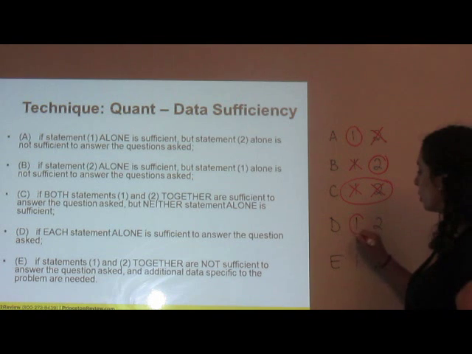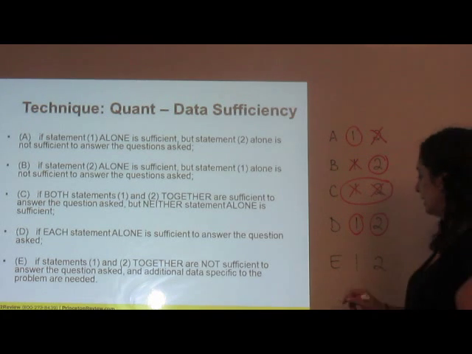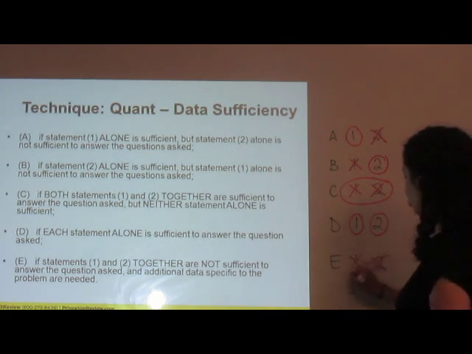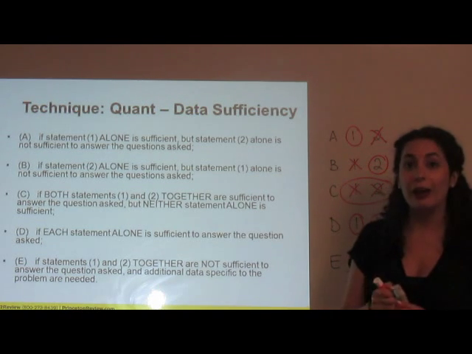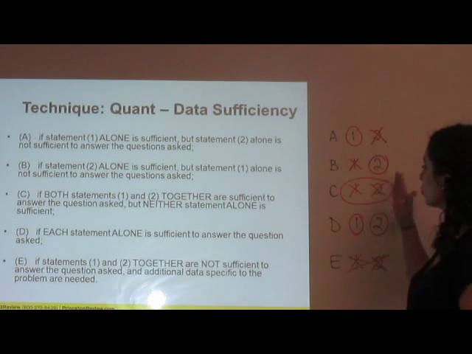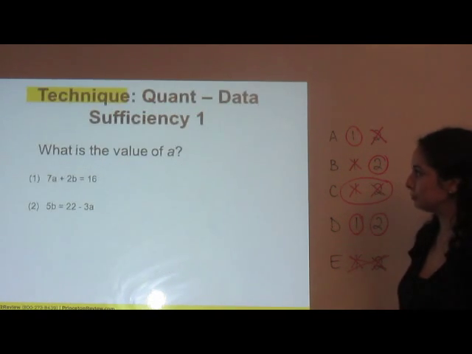With D, statement 1 alone would work, and statement 2 alone would work. In other words, you've got twice as much information as you need there. In E, individually, 1 is no good, 2 is no good, and in combination, they're still no good, and you need some other outside information in order to be able to solve. So keeping these answer choice options in mind, we'll look at a basic data sufficiency question.